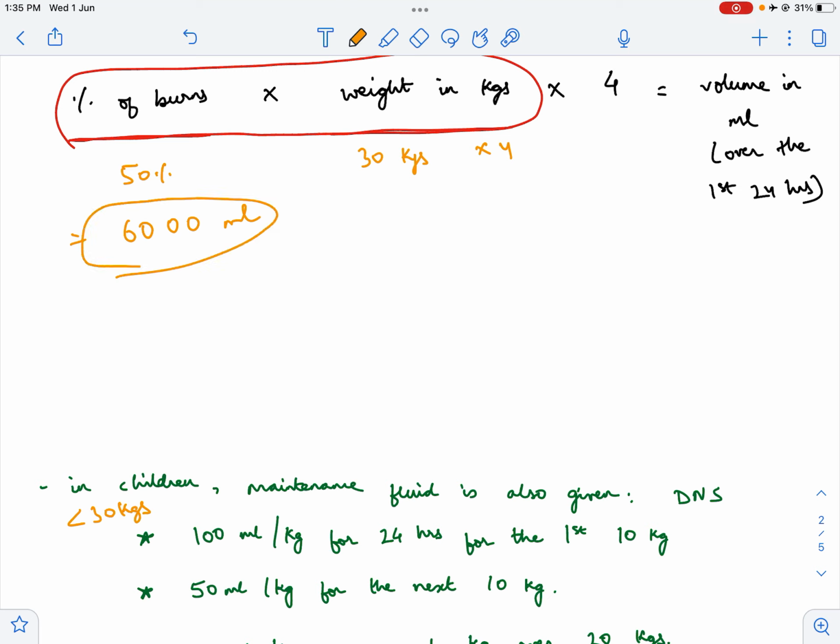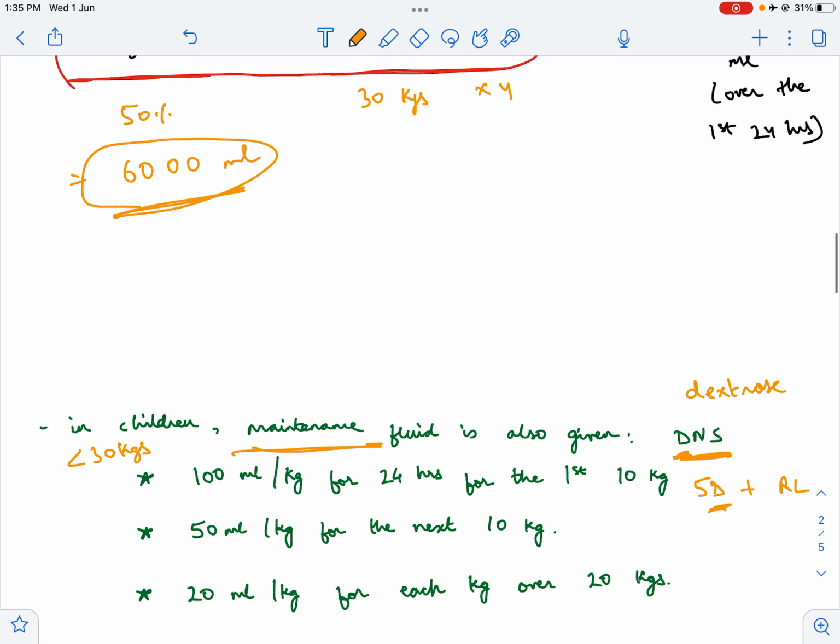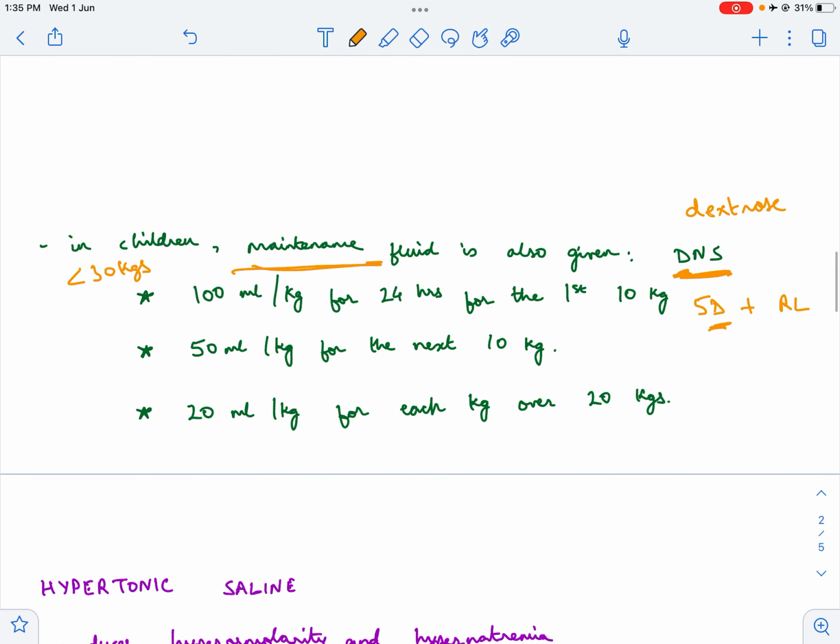Now along with this 6,000 ml, you also have to give the child maintenance fluid, because in children you have to give more fluid. Now this maintenance fluid should contain sugar, it should contain dextrose. So it can either be DNS, that is dextrose in normal saline, or it can be a combination of 5% dextrose plus Ringer's lactate. The common factor here being dextrose. Dextrose is present in this combination as well as in this combination. So along with the 6,000 ml, you will be giving some maintenance fluid which contains dextrose.